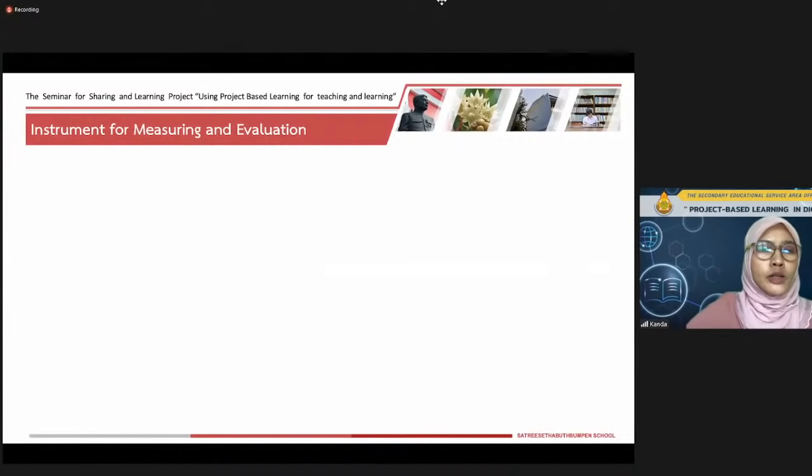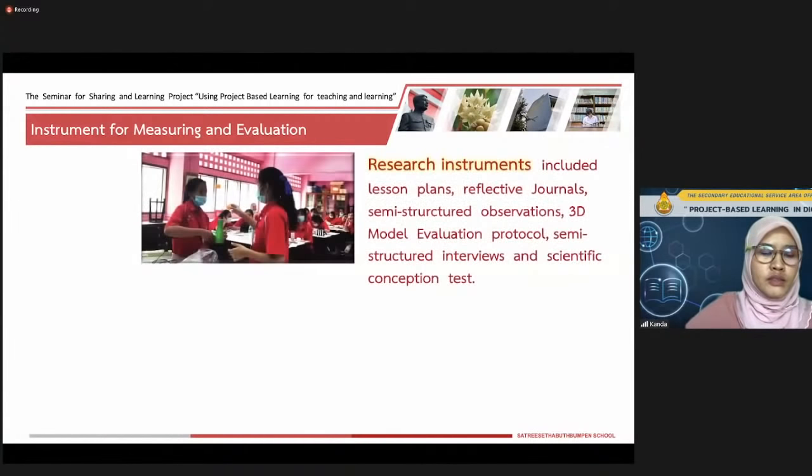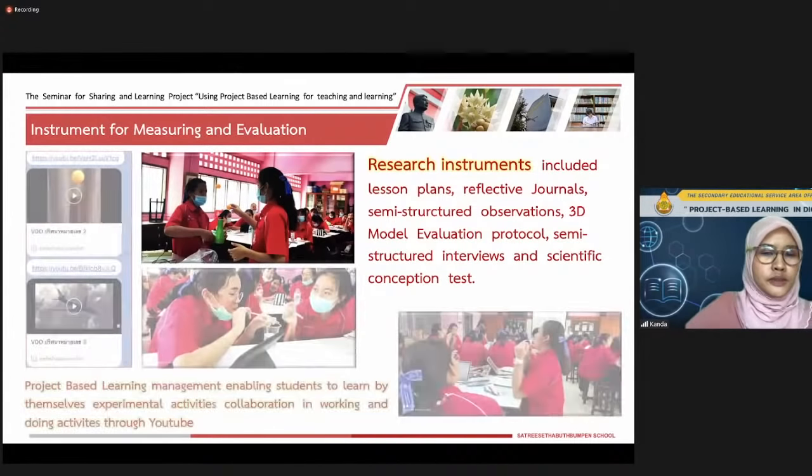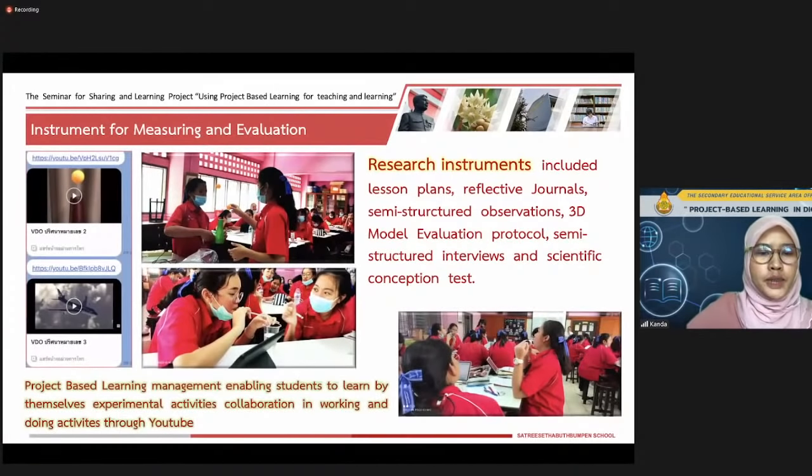Moreover, we will be talking about instruments for measuring and evaluation. Research instruments include lesson plans, reflective journals, semi-structured observation, 3D model evaluation, protocol, semi-structured interviews, and scientific concept tests. Then, project-based learning management enabling students to learn by themselves, experimental activities, collaboration in working and doing activity through YouTube.